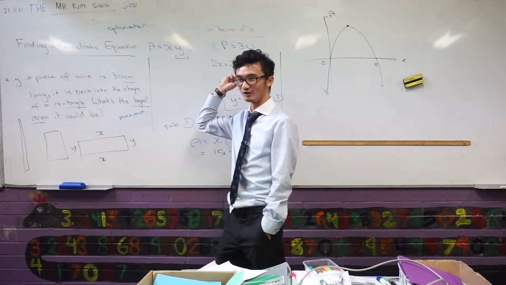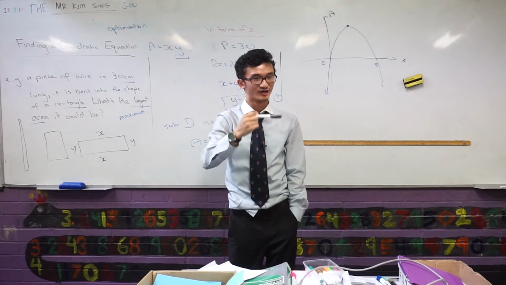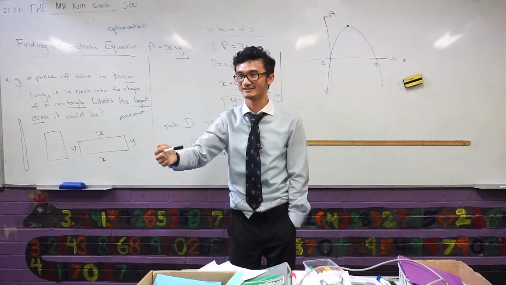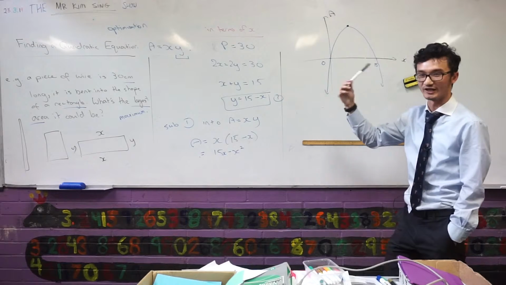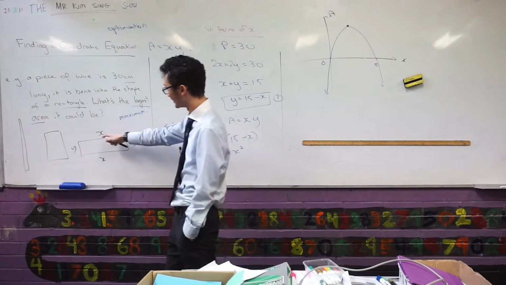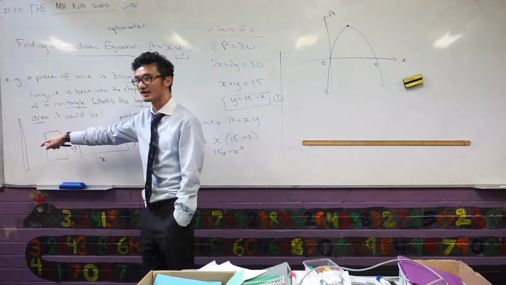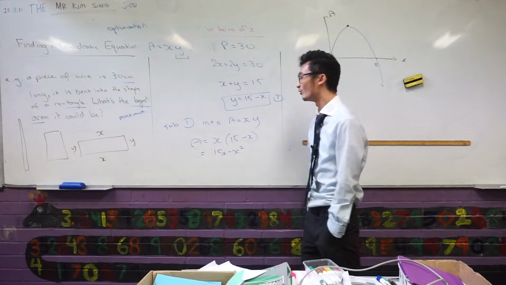So this parabola is a representation of all the possible areas that you can get. Okay, can you write that down for me? This parabola is a representation of all the possible areas you can get, because if you think about it, we have all these possible areas I can get. It's going to depend on what x and y actually are.